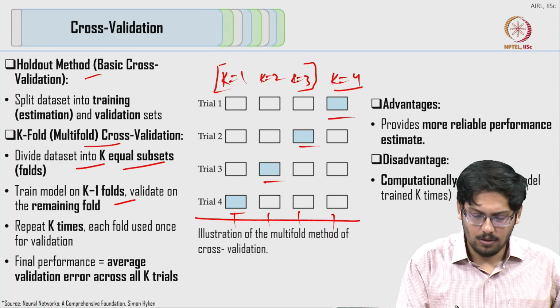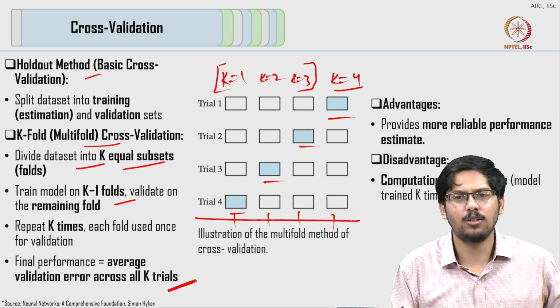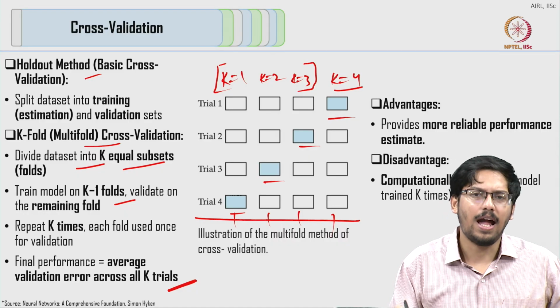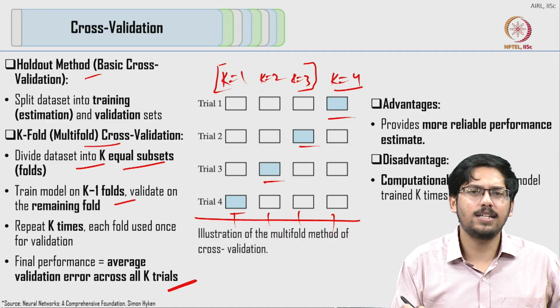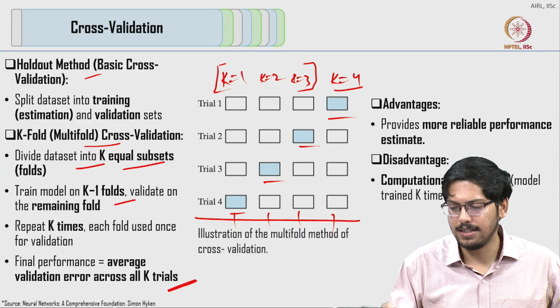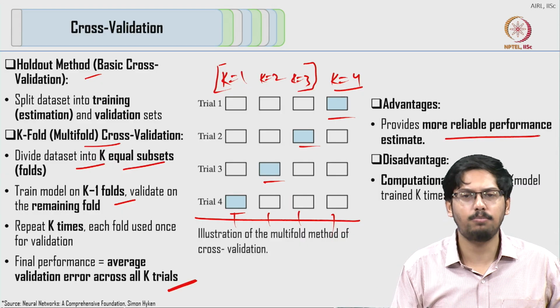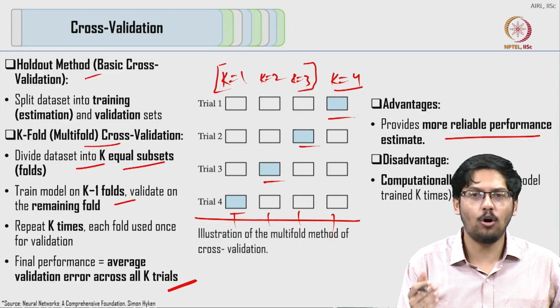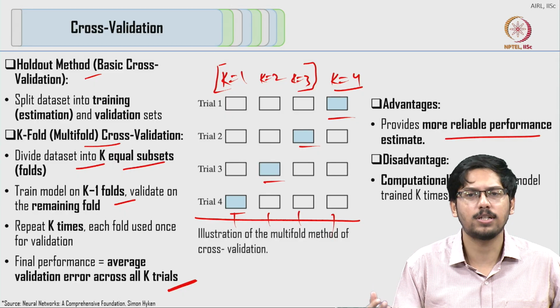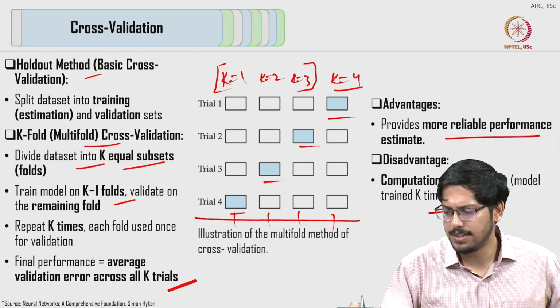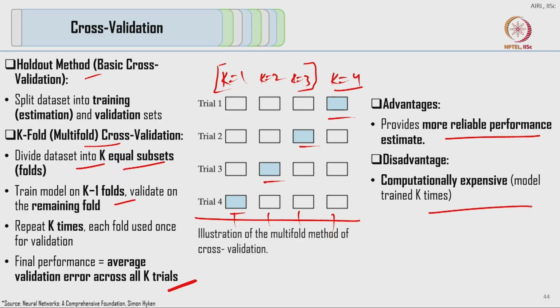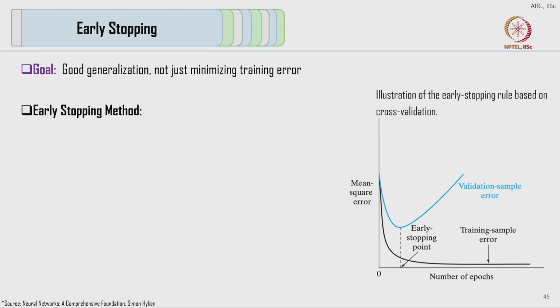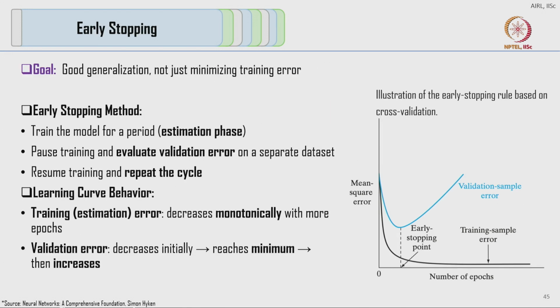Once we do that, we can take the average of the validation loss across the k trials, and this has its advantages in the sense that it provides a reliable performance, since we have evaluated it on multiple folds rather than focusing on a particular fold. One disadvantage is that it is computationally expensive. The model has to be trained k times, the model has to be evaluated k times. Okay. Lastly, let's take a look at the early stopping phenomenon.